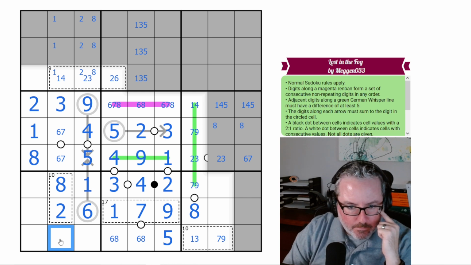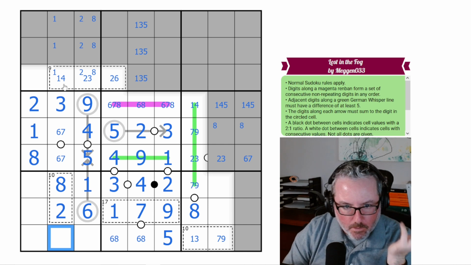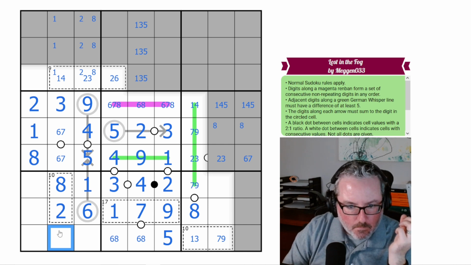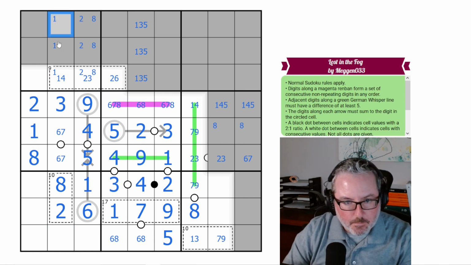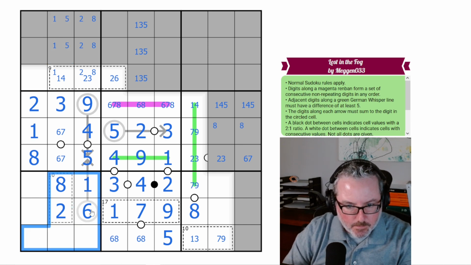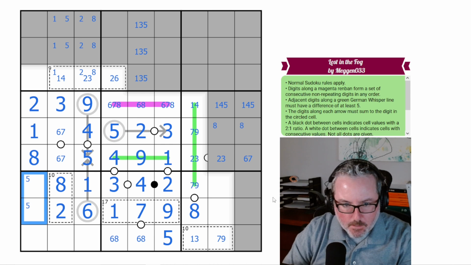We can't have a 1. Well, clearly the 1 is up there. We could have a 4 down here, so we can't rule that out. We have to have a 5 up here somewhere. One of these two, because we can't have a 5 in any of these. One of these must be a 5.